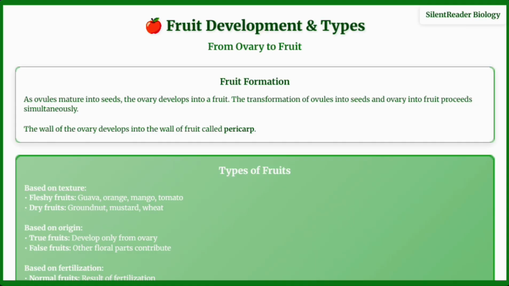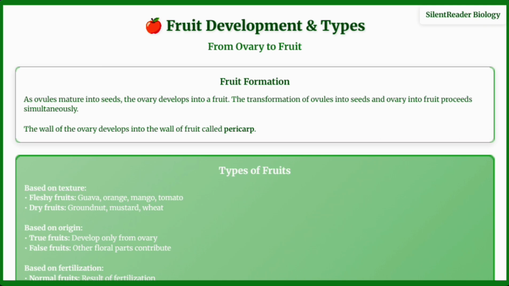Let's explore fruit development and the different types of fruits. As ovules mature into seeds, the ovary simultaneously develops into a fruit. The wall of the ovary becomes the fruit wall called pericarp. Fruits can be classified in several ways. Based on texture, they can be fleshy like guava, orange, and mango, or dry like groundnut and mustard.